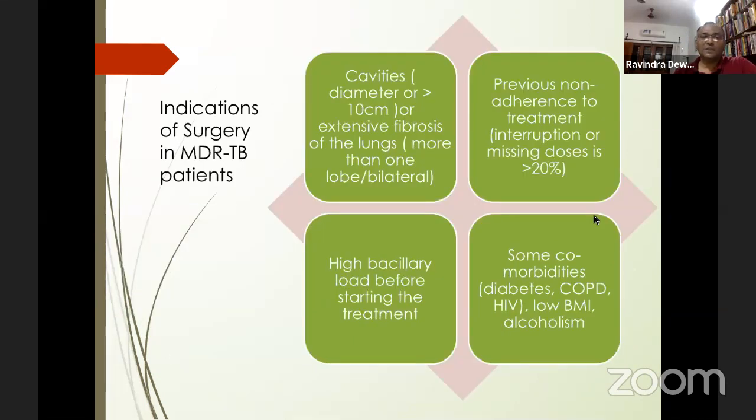Indications of surgery in MDR-TB patients include cavities more than 10 centimeters in size or extensive fibrosis of the lung, just like the X-ray which I showed. Previous non-adherence to treatment, when a patient interrupts more than 20% of the doses, and if we can add surgery, probably we may help that patient better. Also a high bacillary load before starting the treatment, and sometimes comorbidities like diabetes, COPD, HIV, low BMI, alcoholism, etc., which are generally speaking contraindications to surgery, actually become indications of surgery in some selected cases where we feel the disease is localized, the patient is unlikely to get well by medical therapy alone, and if we add surgical intervention, then the patient will likely become better. We have to understand that many cases of MDR TB and XDR TB are desperate cases, and surgery offers an additional opportunity to help the patient.